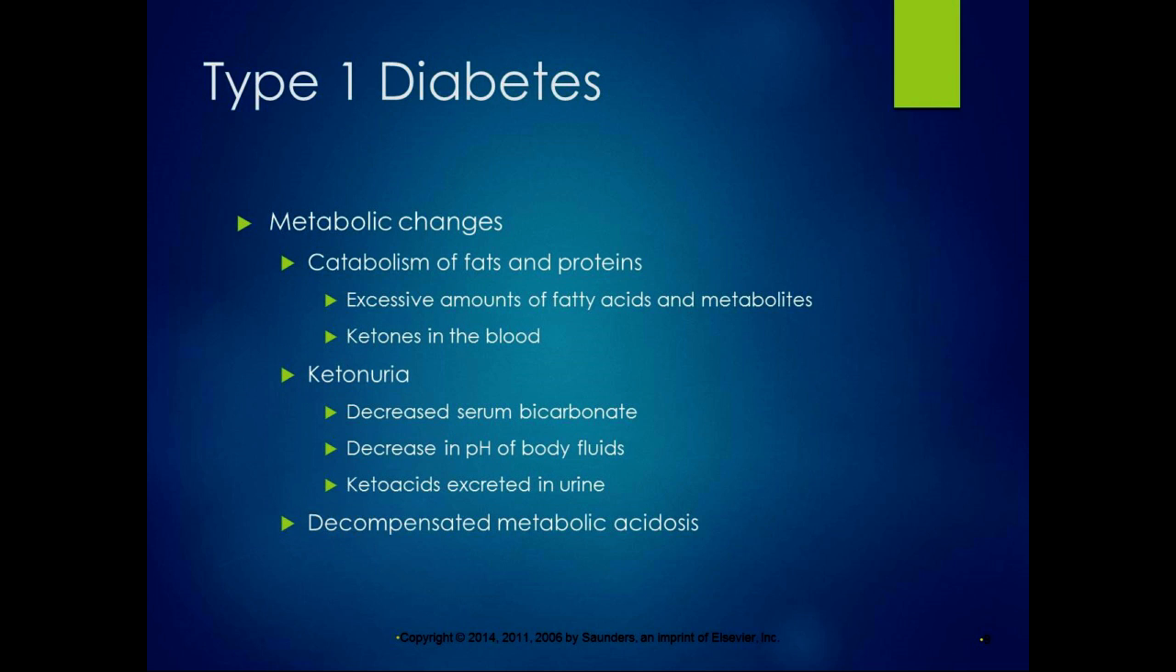So with type 1 diabetes, catabolism is the breaking down of fats and proteins. When fats and proteins are broken down, you get excessive amounts of fatty acids and metabolites and ketones in the blood. Ketonuria is when you have an excessive amount of ketones in your urine. It causes decreased serum bicarbonate, it decreases the pH of body fluids, and ketoacids are excreted in the urine. So it's basically decompensated metabolic acidosis. And we learned about that last quarter, right?